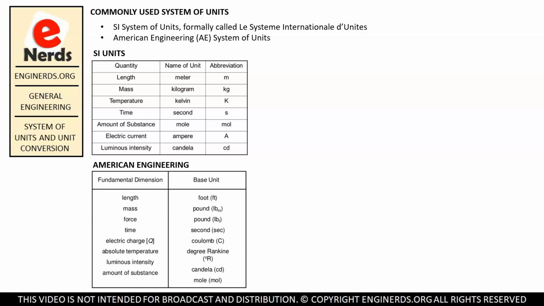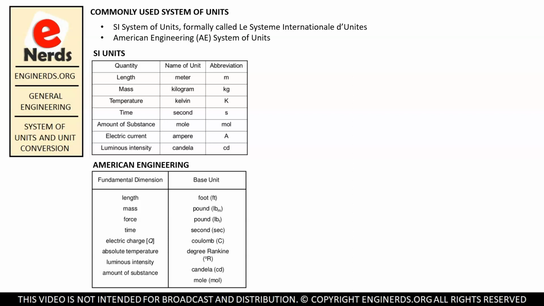For example, for the length, in SI units, they are presenting it in meter or m, while in American Engineering, they are presenting it in foot. Now for mass, in SI units, it is expressed in kilogram or kg, while in American Engineering, it is expressed in pounds. Now, ganun din naman sa iba pang mga dimensions.